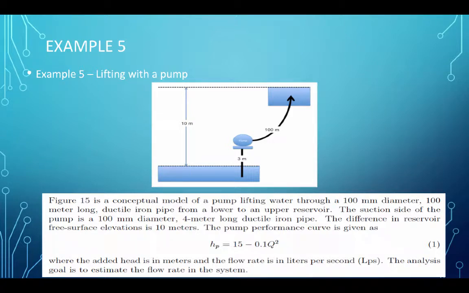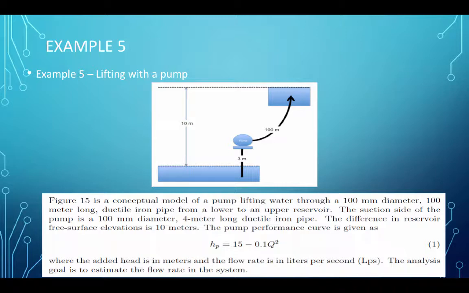So here's example 5. We have two reservoirs. The pool elevation difference is 10 meters. In the lower reservoir, there's a suction tube that's 3 meters long, and it descends down into the reservoir, feeds water into a pump, and then that pump pushes water through a 100-meter line into the upper reservoir. The suction side of the pump is a 100-millimeter diameter, 4-meter long ductile iron pipe, so the pump elevation is 3 meters above the pool.